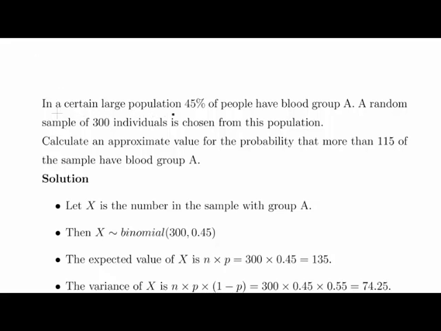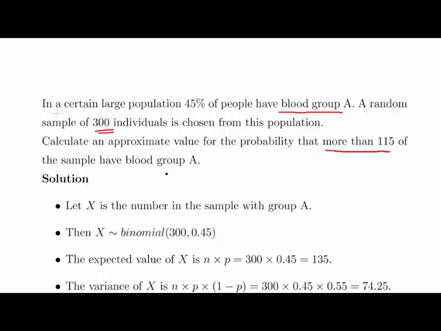In a certain large population, 45% of people have blood group A. A random sample of 300 individuals is chosen from this population. Calculate an approximate value for the probability that more than 115 people of the sample have blood group A.